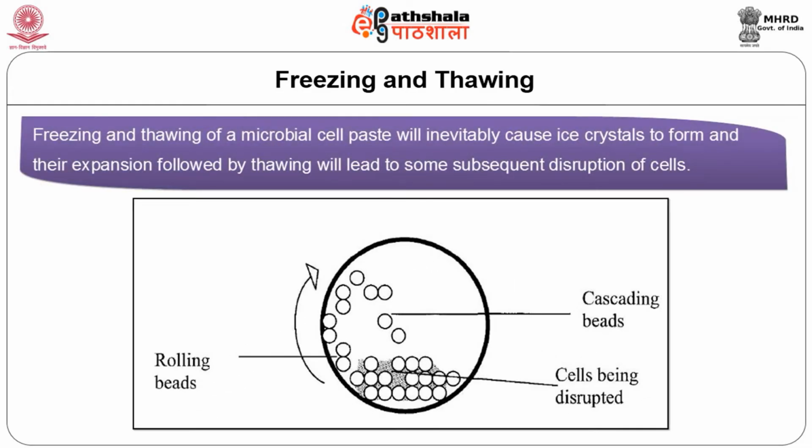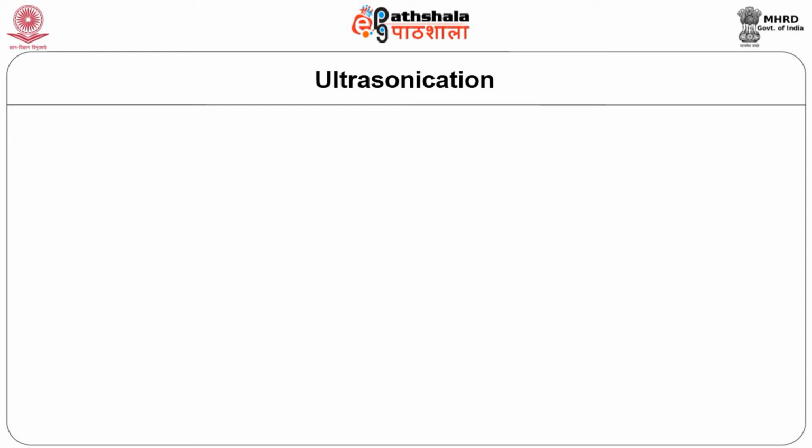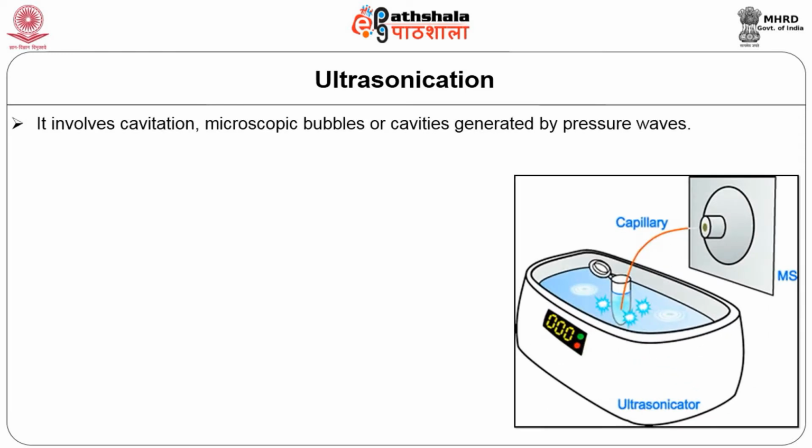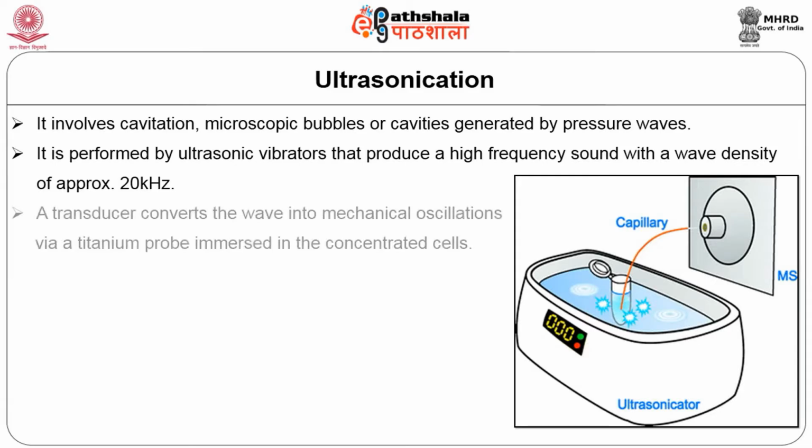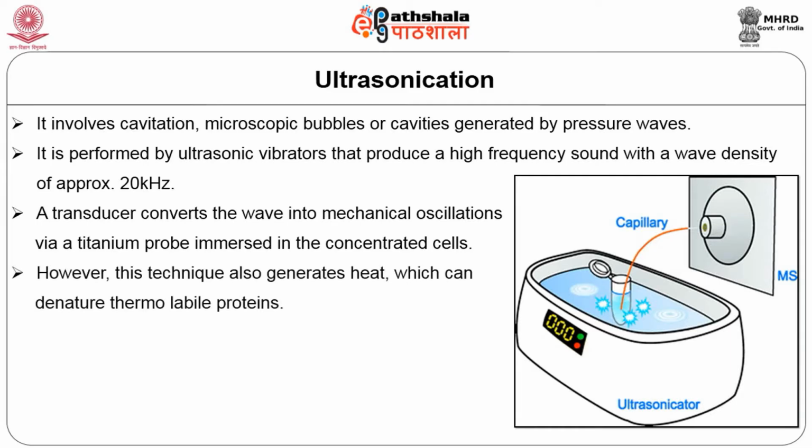Freezing and thawing of a microbial cell paste will inevitably cause ice crystals to form and their expansion followed by thawing will lead to some subsequent disruption of cells. Let us see the importance of ultrasonication in mechanical cell disruption. It involves cavitation, microscopic bubbles or cavities generated by pressure waves. It is performed by ultrasonic vibrators that produce a high frequency sound with a wave density of approximately 20 kHz. A transducer converts the wave into mechanical oscillations via a titanium probe immersed in the concentrated cells. However, this technique also generates heat which can denature thermolabile proteins.